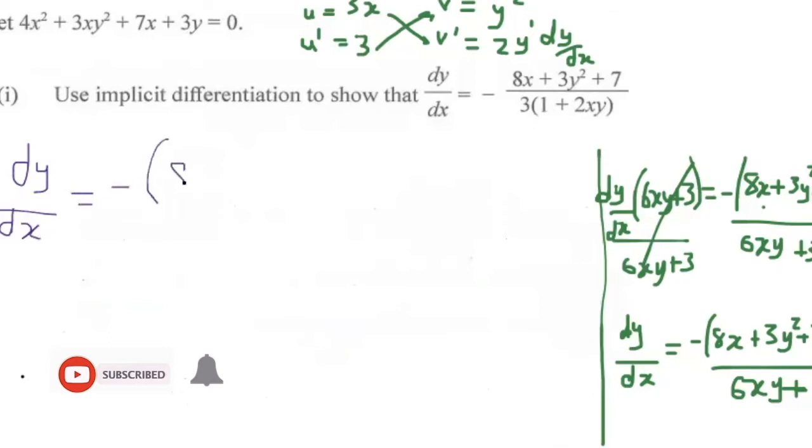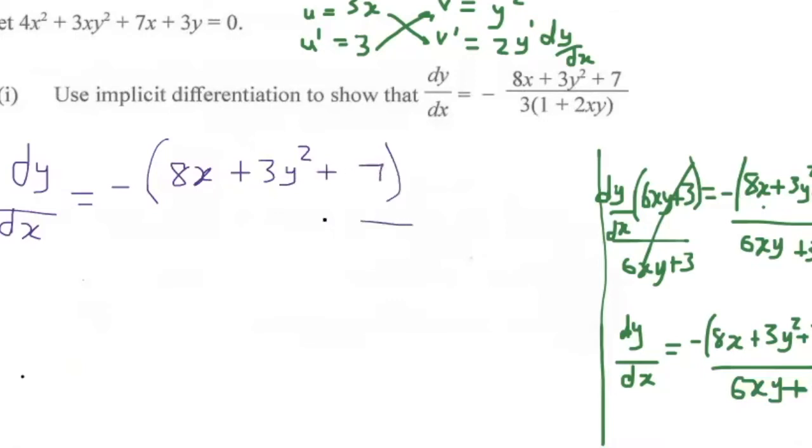This is what I have so far: minus (8x plus 3y squared plus 7) all over 6xy plus 3. And here we need to factor out the 3 because we need to get it as how we're having it in the question they're asking us to show. So it has to look exactly like above.